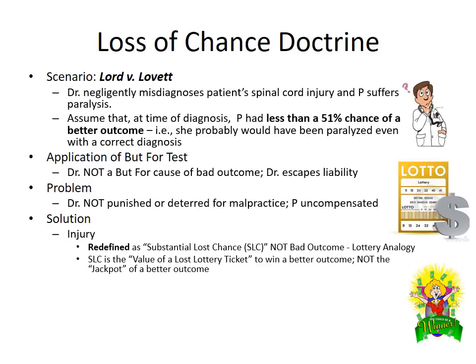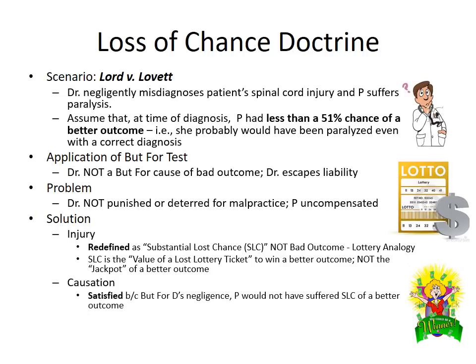In this case, it looks like this woman had a chance of getting a better outcome of avoiding paralysis, and the doctor had torn up her lottery ticket at that chance. So it wouldn't make sense here for the court to award her full damages, but because the doctor actually did reduce her opportunities for a better outcome, you can say that the doctor was a factual cause in substantially reducing her chance for a better outcome, and as a result, he should be responsible for something. Now, how do you put a value on a lost chance? That is, what's the value of her lottery ticket of having an outcome where she wouldn't be paralyzed?